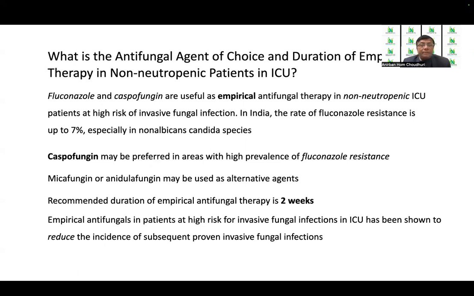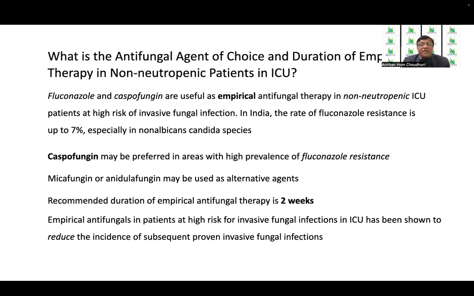So here we are talking primarily about the non-neutropenic patients, because neutropenic patients have several other considerations. Fluconazole and caspofungin are useful as empirical antifungal therapy in non-neutropenic settings in patients at high risk of invasive fungal infections. In India, the rate of fluconazole resistance is higher, and therefore, when the patient is sick or in multi-organ dysfunction, it may be good to start with echinocandins like caspofungin.